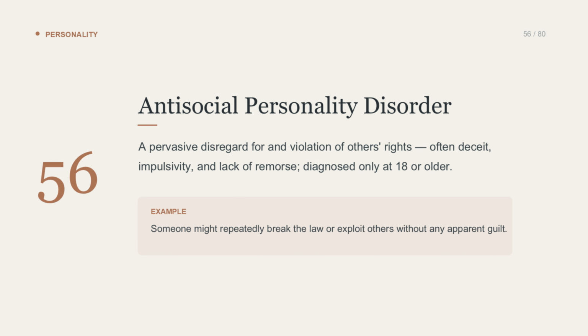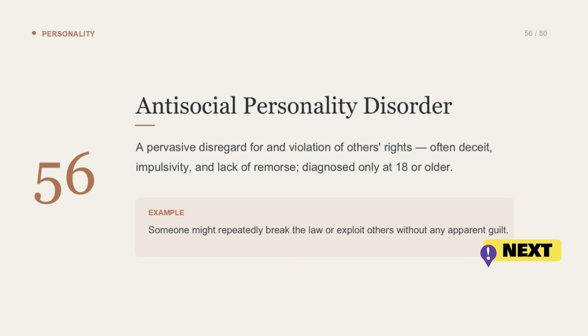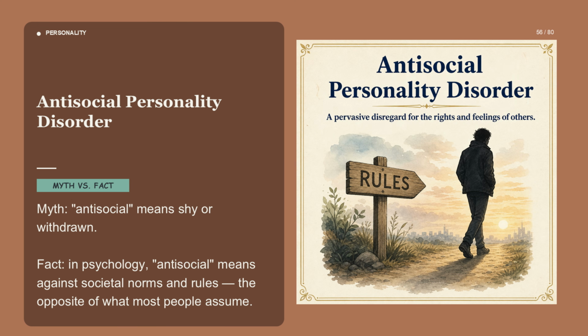56. Antisocial personality disorder. Antisocial personality disorder involves a pervasive disregard for and violation of the rights of others, often including deceit, impulsivity, and lack of remorse, and can only be diagnosed at 18 or older. For example, someone with this disorder might repeatedly break the law or exploit others without any apparent guilt.